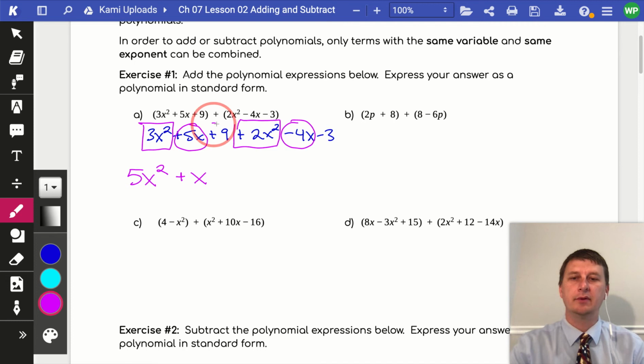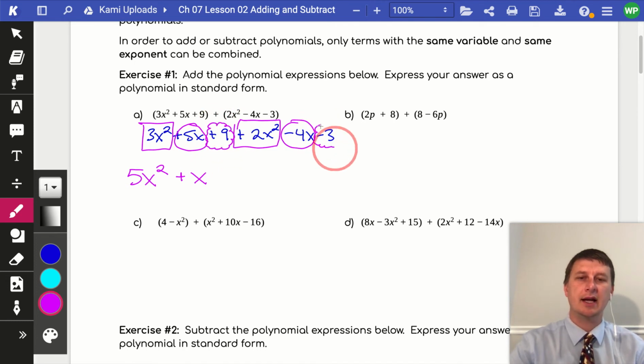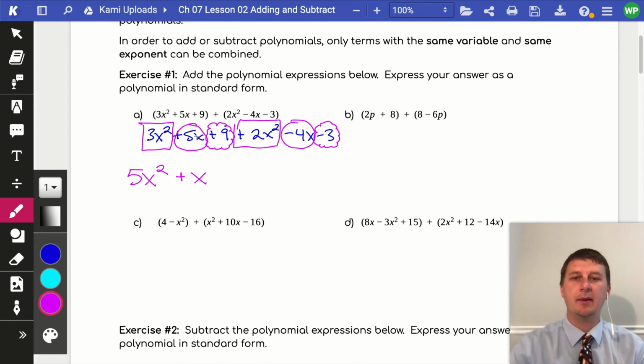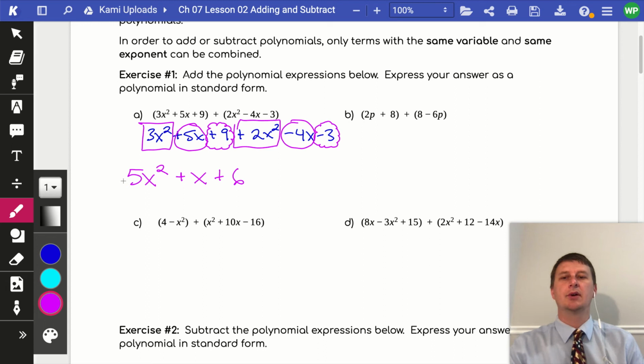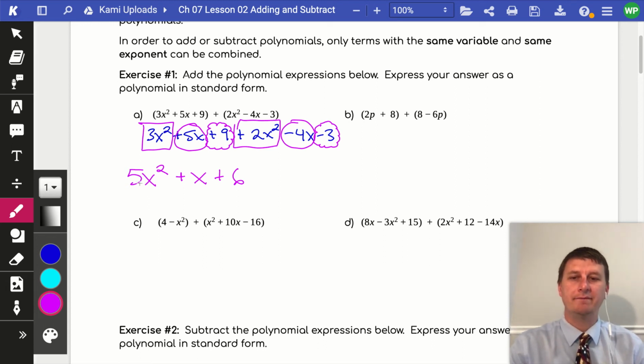Now finally, we have 9 minus 3, and these are just constants, they're like terms, and 9 minus 3 is going to give you positive 6. So we have a final solution of 5x squared plus x plus 6.